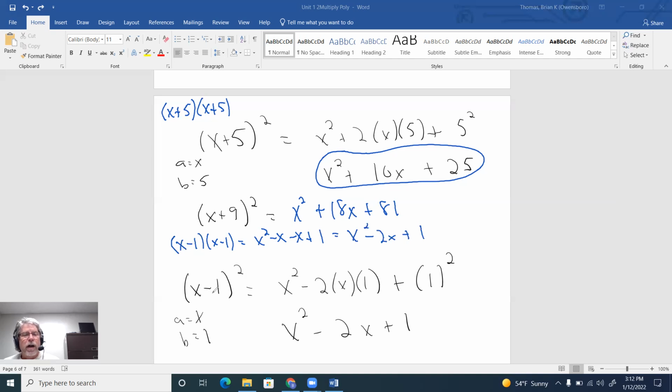So if you have a binomial with the subtraction sign squared like this, I can use the same pattern, but I have to remember that the middle term is going to be negative. You square the x, there's x squared. You multiply the negative 1 times the x and double it, in other words, multiply by 2. Negative 1x times 2, so that's where you get this negative 2x from. And then you square that 1. 1 squared is 1. So x squared minus 2x plus 1.